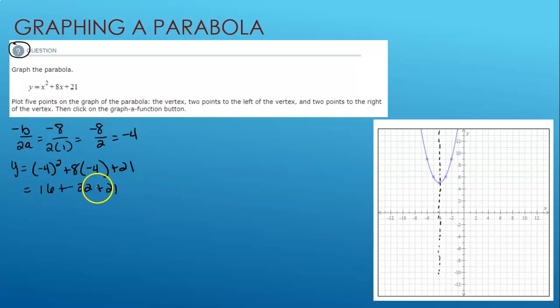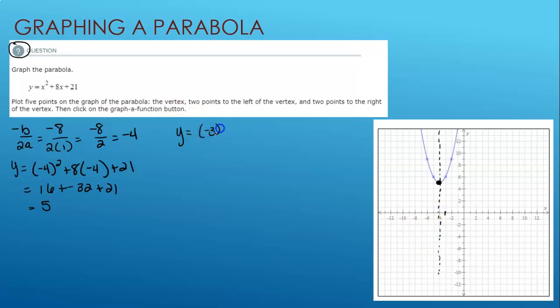16 minus 32 plus 21 is positive 5. So that tells me that my vertex is at negative 4 comma 5, so I would put a point right there. Now we want 2 points to the left and 2 points to the right. I can either use negative 5 or negative 3. I'm going to use negative 3 just because it's smaller, and I'm going to substitute it in.